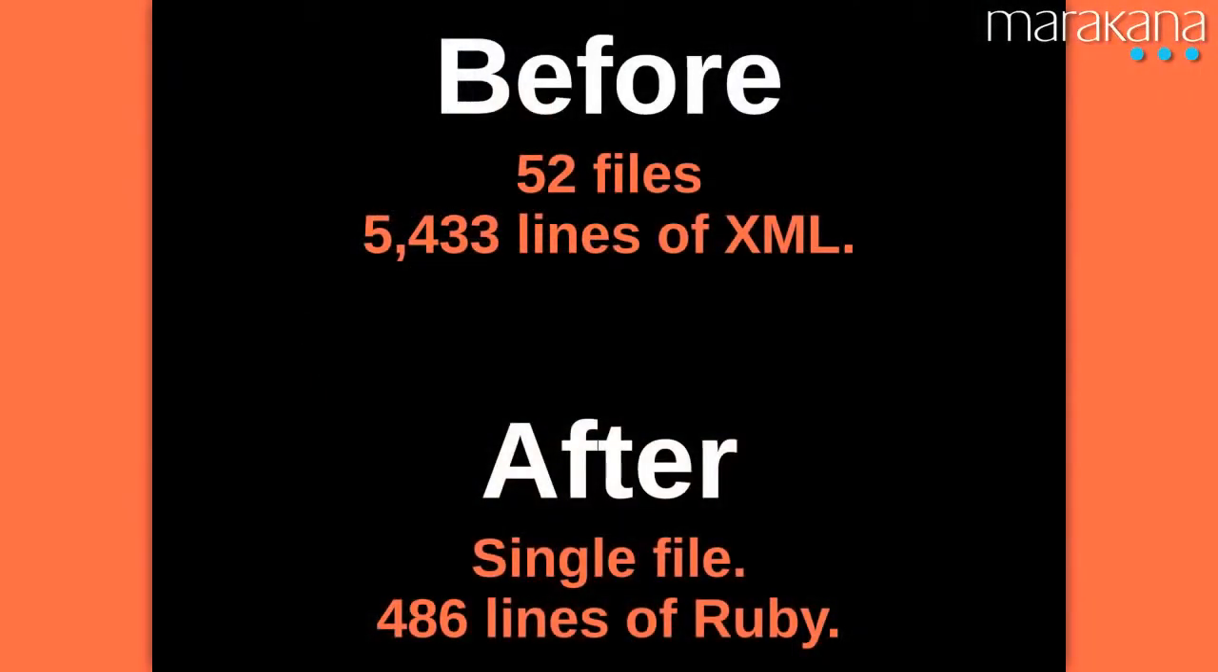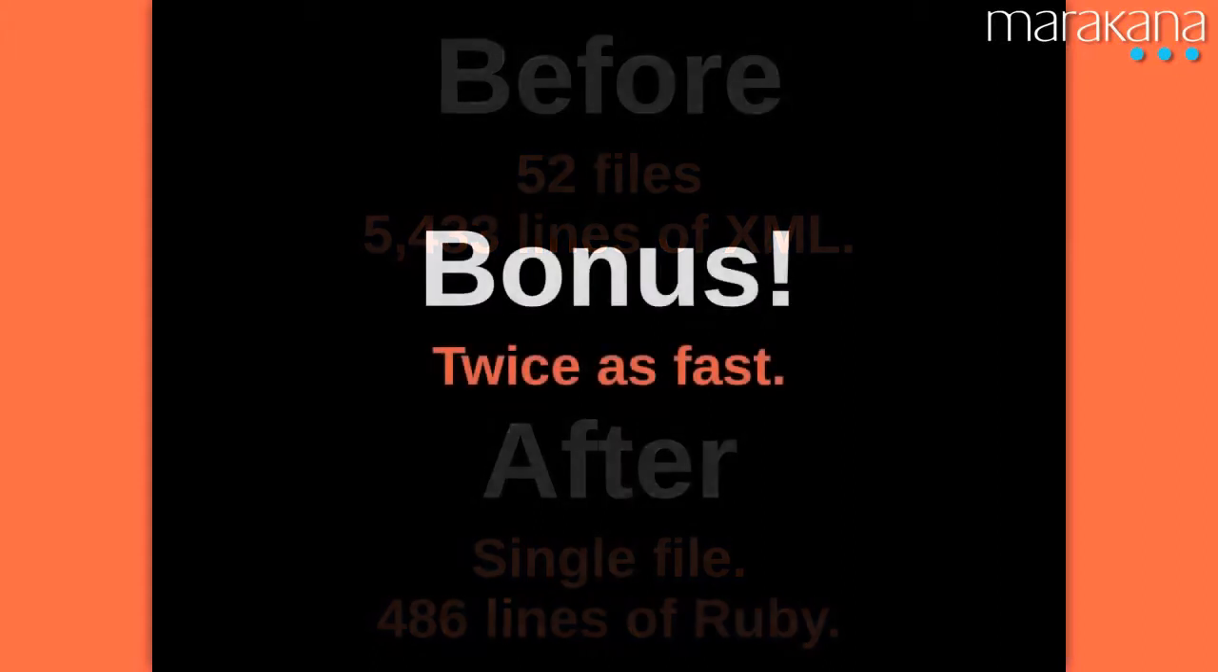So, using the new practices of the moment, the result was to go from all those lines of XML and try to use Ruby instead. So 52 files, 1 file. Over 5,000 lines of XML, less than 500 lines of Ruby. And as a bonus, it was twice as fast.